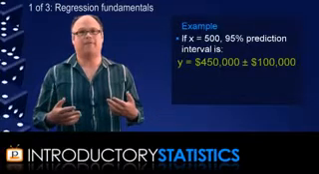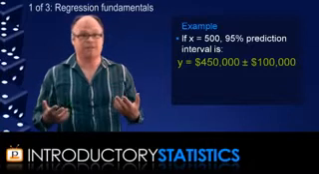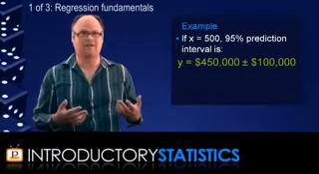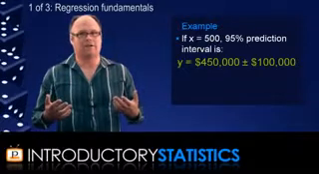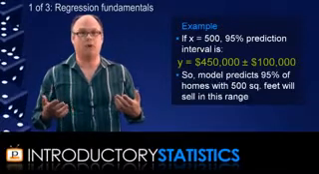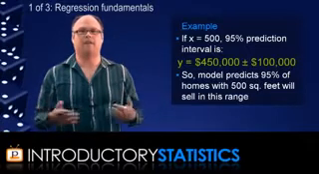For example, you might find that if a house has 500 square feet, the 95% prediction interval for the selling price of that house is $450,000 plus or minus $100,000. And that means that 95% of homes with 500 square feet will sell for somewhere within that range.